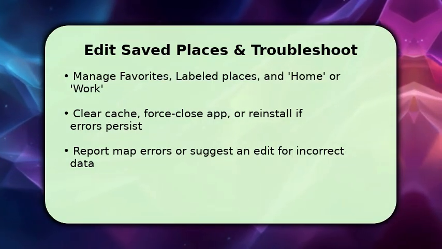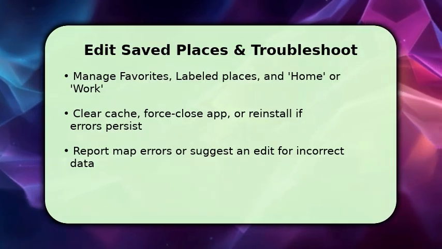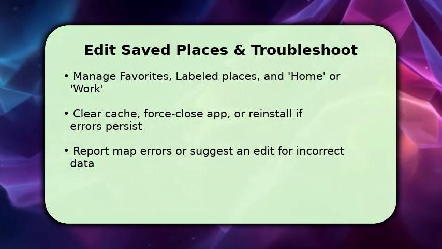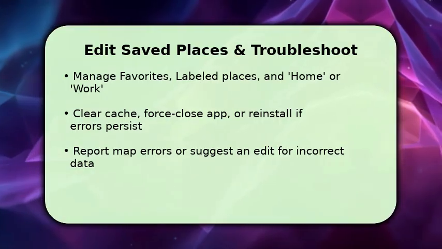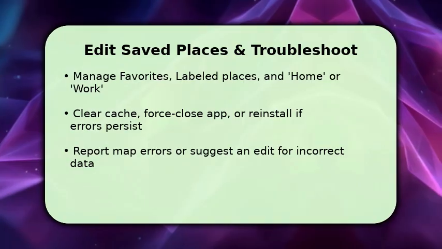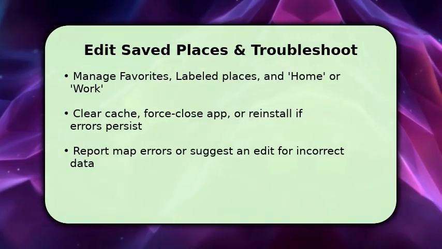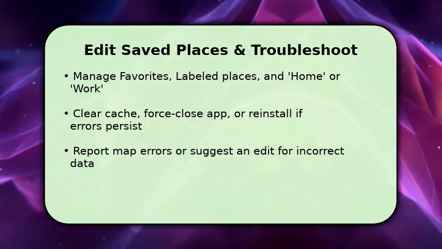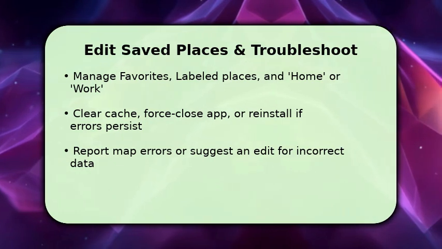If changes don't appear, force close the app, clear app cache via Settings, sign out and back in, or reinstall. These steps resolve most sync or display bugs. If a location is incorrect on the map itself, use Report a Problem to submit an edit. This helps Google correct data for everyone.